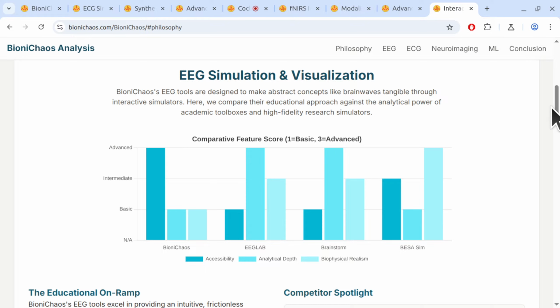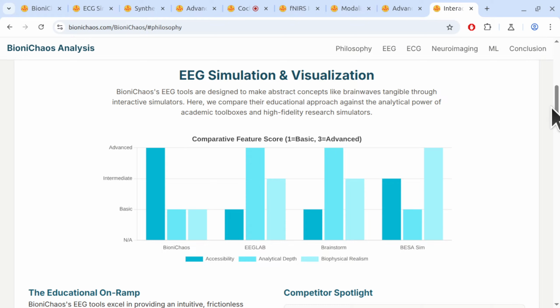Okay, so we've walked through the tools. Let's synthesize. What does this all mean for you, the listener, the student, the educator, the curious person? Well, Bionic Chaos has carved out this really specific, valuable niche. It's not trying to beat research software. It is that crucial on-ramp. It builds intuition, gives you that hands-on feel without the usual setup pain. Our analysis suggests its future is really about doubling down on those educational strengths.